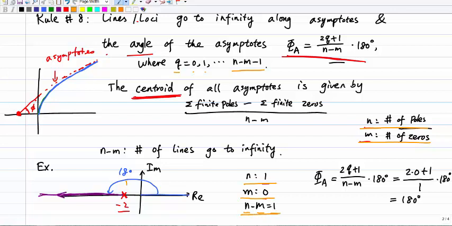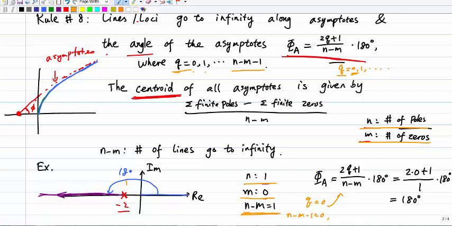Here it says I can select q from 0, 1, and so on until what? Until n minus m minus 1. So I start from 0, and I stop at 0 because n minus m minus 1 is 0. You cannot add more because when you increase by 1, that 1 is already greater than this 0, so you only have one value here. Which means I can only select q to be 0. That's the only value.